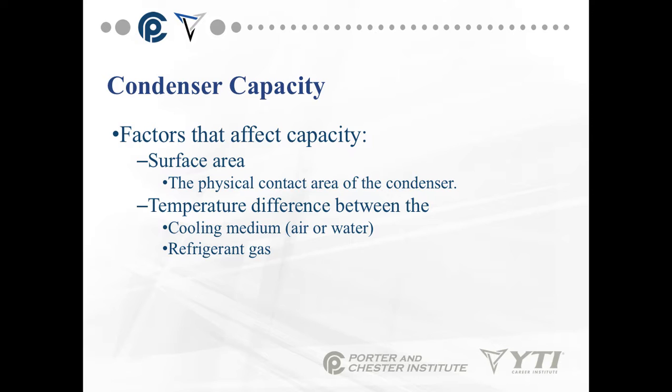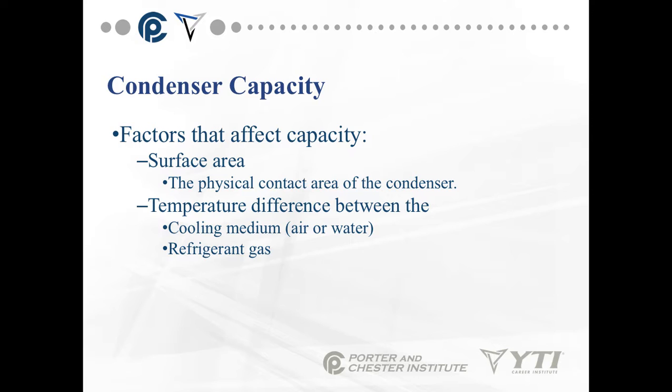There are a couple things that affect the capacity of the condenser. That's how much heat I can remove. First is the surface area. That's the physical contact area of the condenser to whatever I'm using to remove that heat. That could be air or water. And then we also have to worry about the temperature difference between the air and the water and the condenser material.